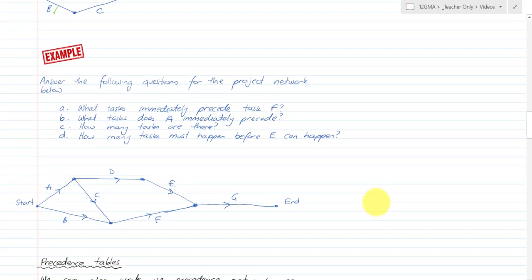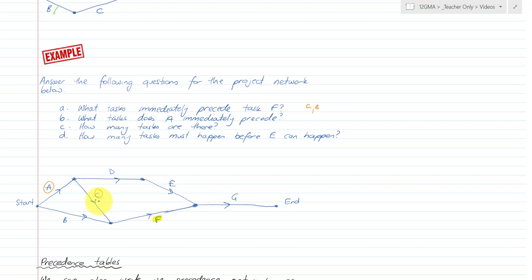Here's another flow network, another example, and I'm going to answer these questions. So, what task immediately precedes task F? If you have a look at task F here, you can see that the things that have to happen immediately before F are task C and task B. Now, if the question was what tasks precede F, you would also have to have done A before you've done C, and therefore A is a preceder to F, but it's not an immediate precedence. So C and B are the two that have to happen immediately before F can take place in this context.